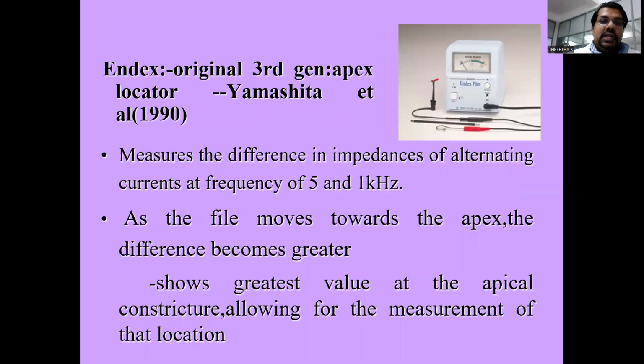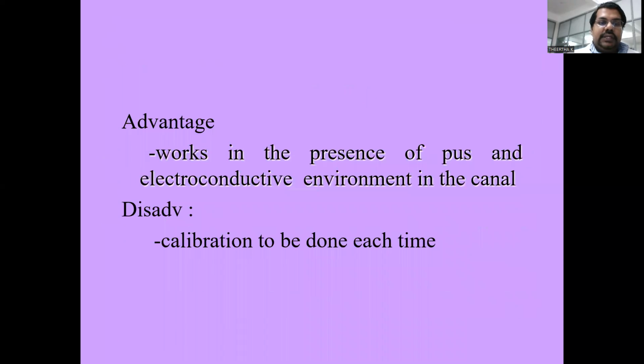The Endex is the original third generation apex locator. It was released by Yamashita et al. in 1990. It measures the difference in impedances of alternating currents at frequencies of 5 to 1 kilohertz. As the file moves towards the apex, the difference becomes greater. Shows greatest value at the apical constriction, allowing for the measurement of that location.